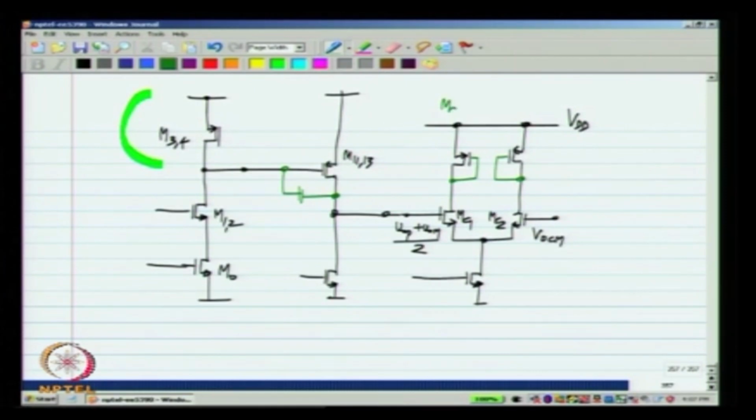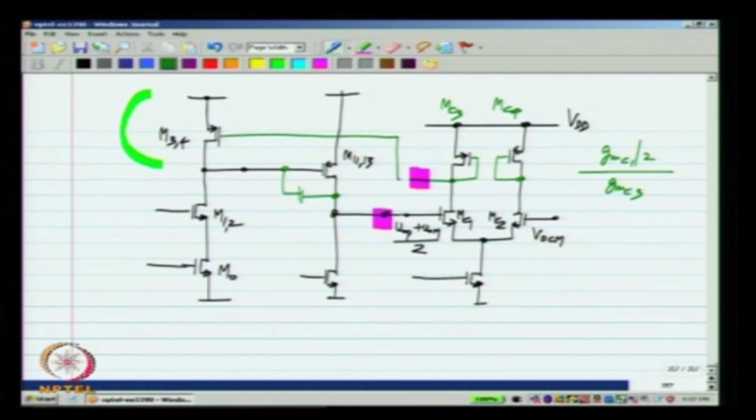If I call this MC3 and MC4, the gain from this point to that point will be simply GMC1 divided by 2 divided by GMC3. So, then the equivalent circuit will have a low gain amplifier with some parasitic pole, a common source amplifier M34 and a common source amplifier M1113.